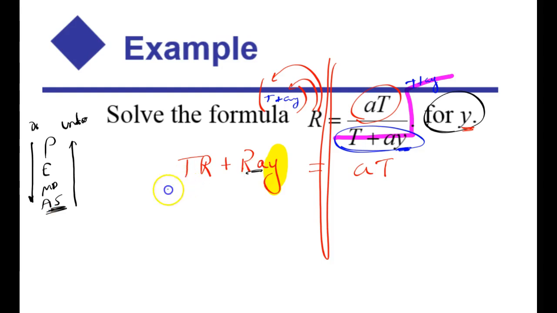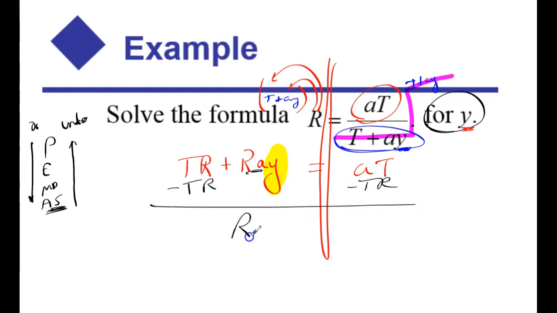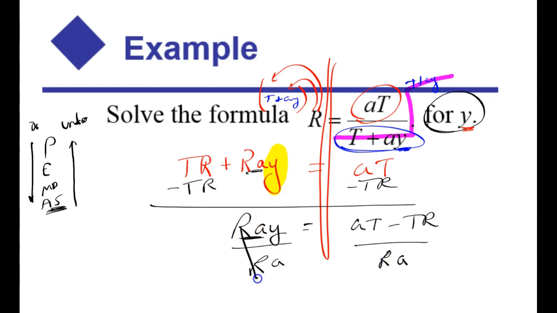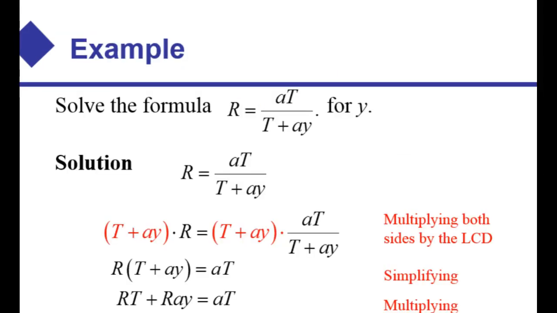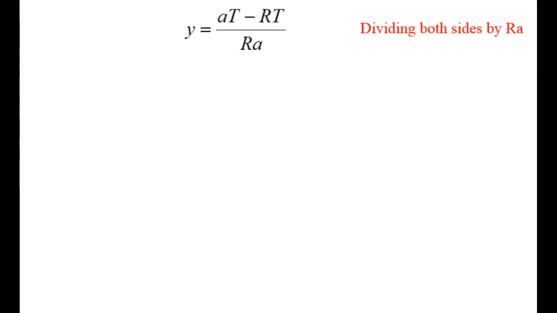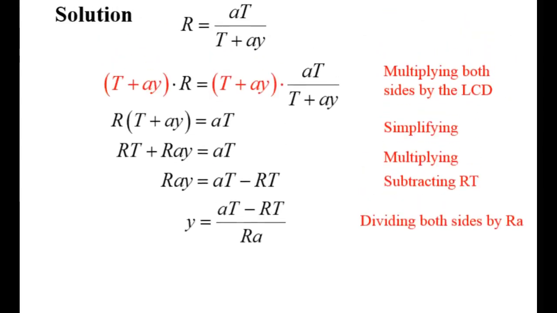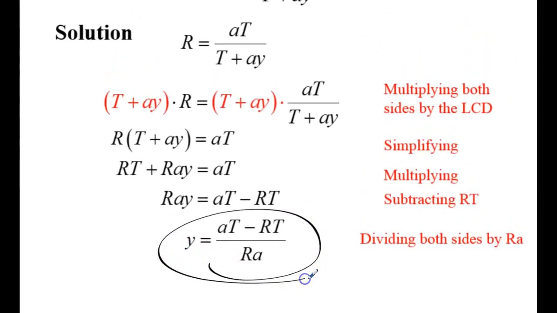So don't worry about the multiplication. Let's subtract off tr from both sides. So ray is equal to at minus tr. And then lastly, I'm going to divide through by this ra term. And there's my final solution. All of this cancels, and y is equal to this. Let's see if the author agrees. Yes, they might have worked it out a little bit differently, but the result is the same.